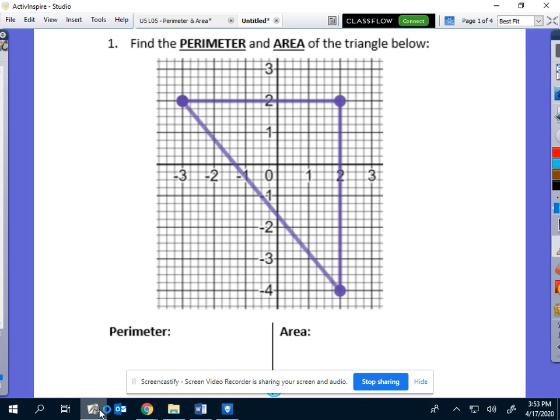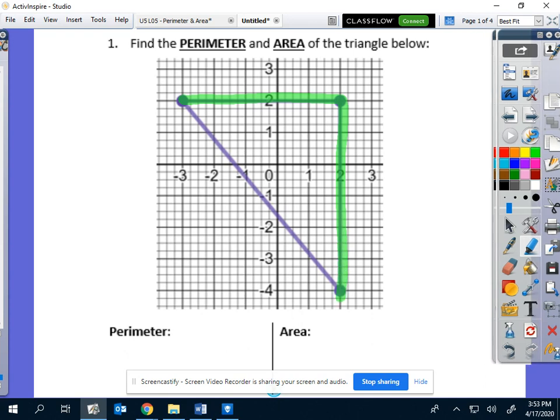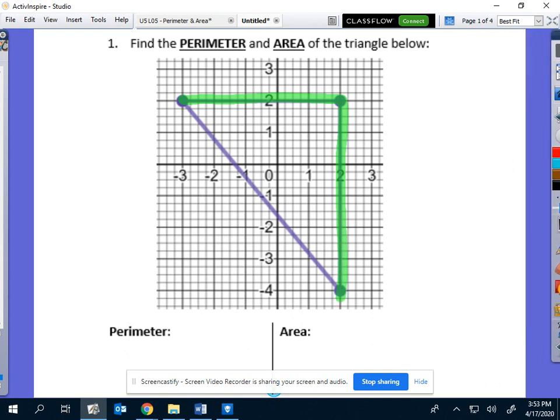So with a few quick practice problems here, I just want to make sure we're on the same page. If we're going to find the perimeter and the area of, in this case, a triangle, it's really important that you're able to find these sides. So again, anything that is horizontal or vertical, you can just count those. So be careful of all the little boxes here.